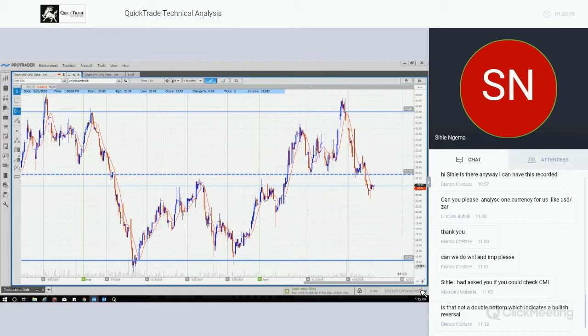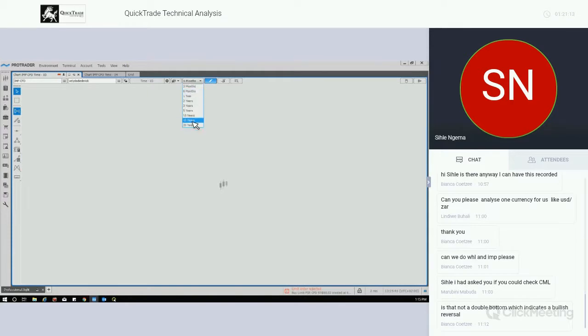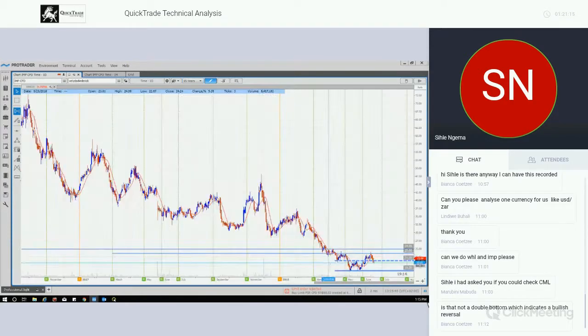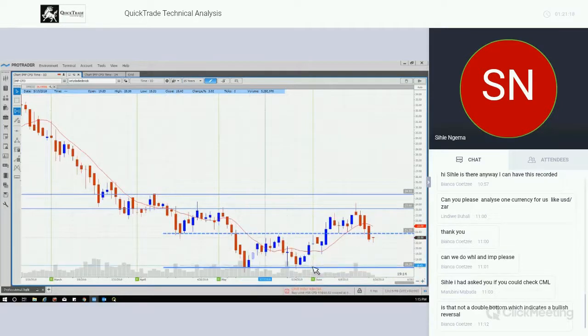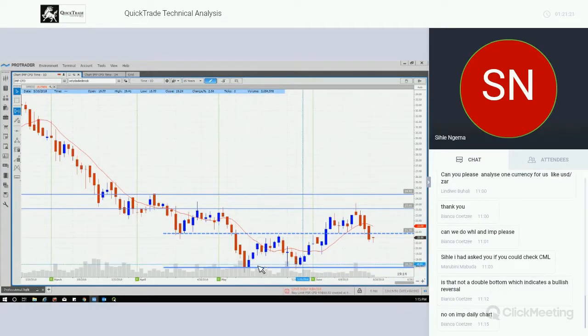Okay, Marubini wants me to have a look at CML. We'll have a look at it. Let me check what Bianca had to say here. Is that not a double bottom which indicates bullish reversal? I don't know. What are you referring to there, Bianca? Are you referring to Implats? Which stock are you referring to, and which levels are you looking at? Please tell me. Let me put this on a daily time frame so that we can get a better understanding.